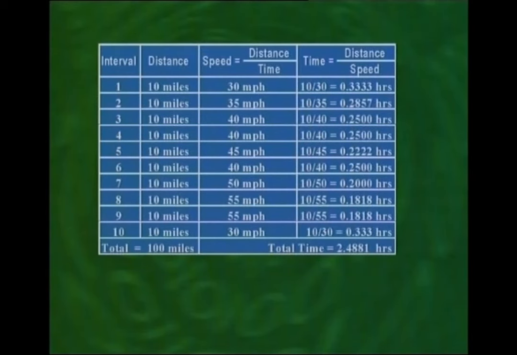Doing that, for the first interval of 10 miles, the speed is 30 miles per hour, and hence the total time taken to cover that interval will be given by the formula distance over speed, because speed is equal to distance over time. So naturally, time is equal to distance over speed. Applying that, the time comes out to be 10 divided by 30, that is 0.3333 hours.